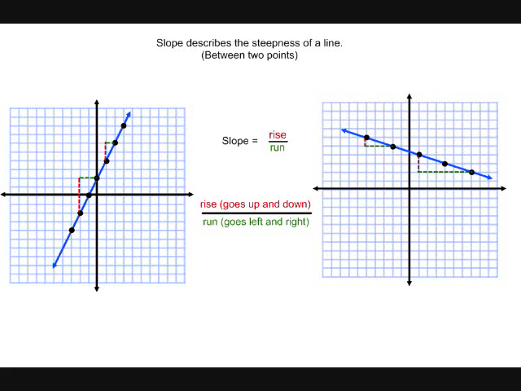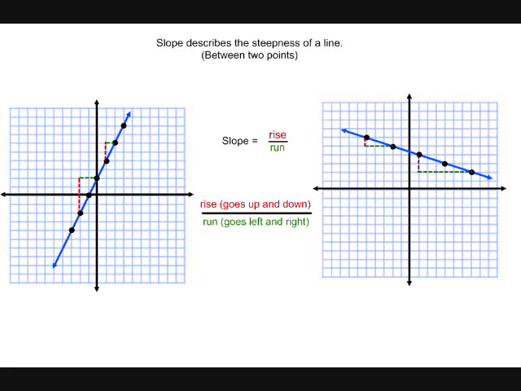Now rise goes on the top of the fraction, and slope is always a fraction. Even when you have a whole number, it's always over 1. So slope is always a fraction, and the rise goes on top of that fraction, and the run goes on the bottom. So we're going to take a look over on the left, and you can see that we've got two sets of red lines and two sets of green lines.